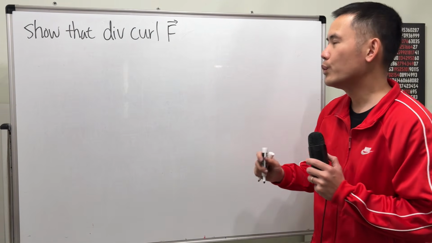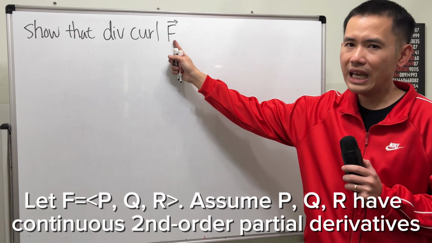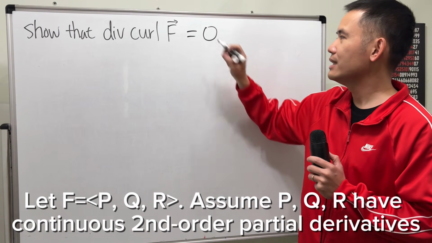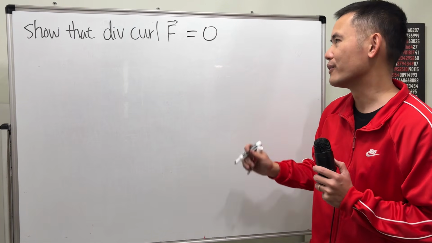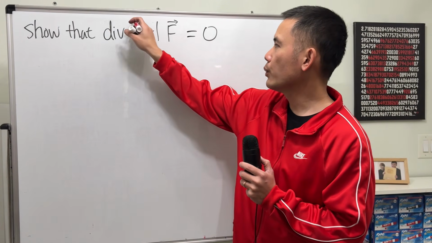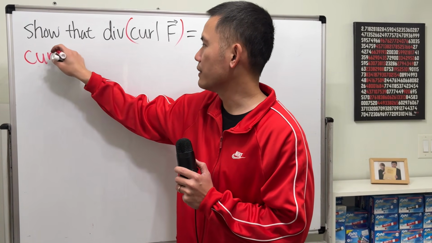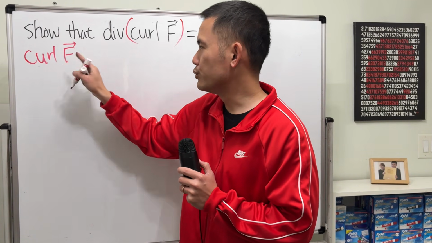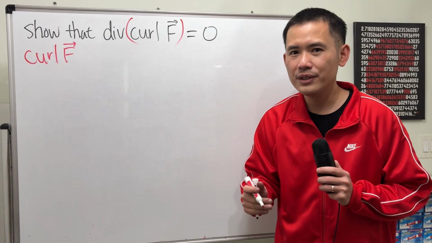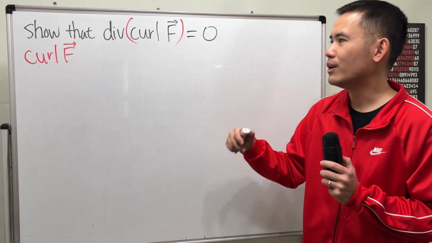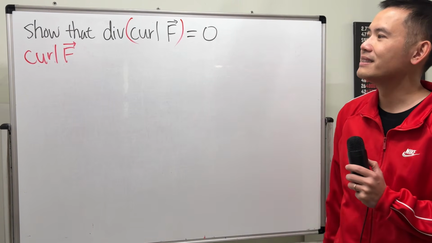Now, for this one, we'll show that the divergence of the curl of the vector field f is equal to 0. But this is just a regular 0, it's not the zero vector. For this right here, we'll do this inside out. So let's first review what the curl of f is. You really have to know these notations really well. I do have another video going over the del, the curl, and also the divergence. Make sure you keep them in mind.